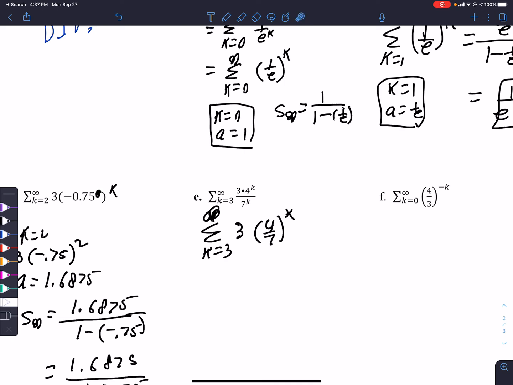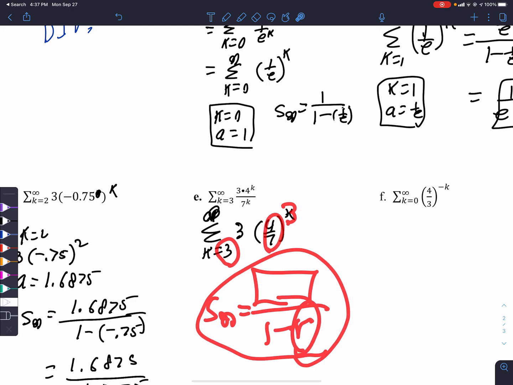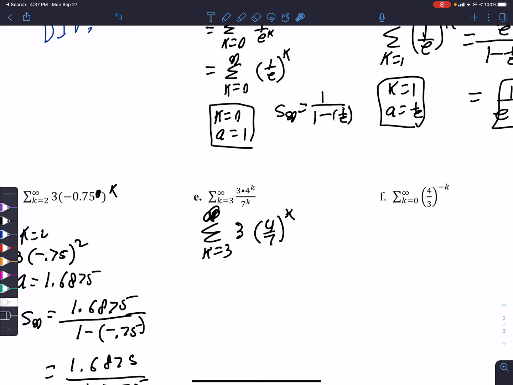Now, I'm not going to finish this one off. This is more of an introduction. But that's your r. Your r to the k. So you have an r. You can find the first term. If you plug in 3 right here, that will get you the first term. So your sum of the infinite series would be your first term divided by 1 minus r. And your r would be 4/7, so therefore it's going to converge. So that's how you'd go about that.